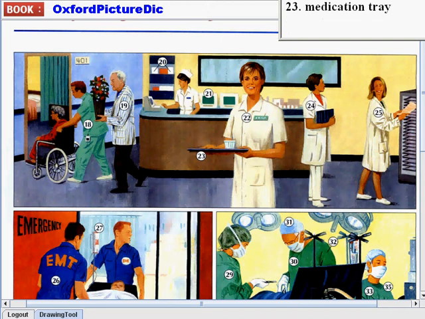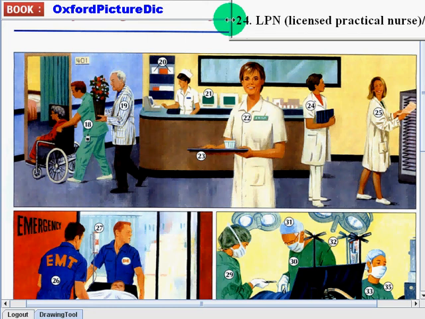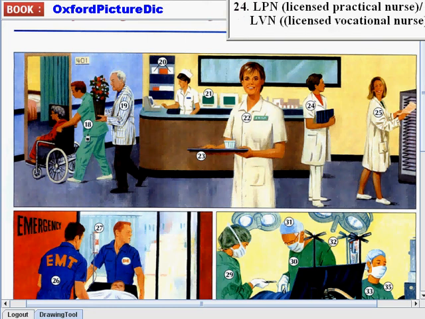Next term we have LPN, abbreviation for licensed practical nurse. We sometimes call her licensed vocational nurse. Okay? LPN and LVN are just the same.